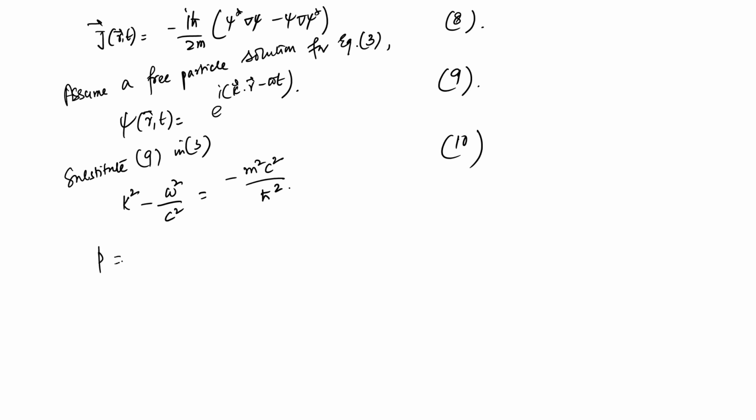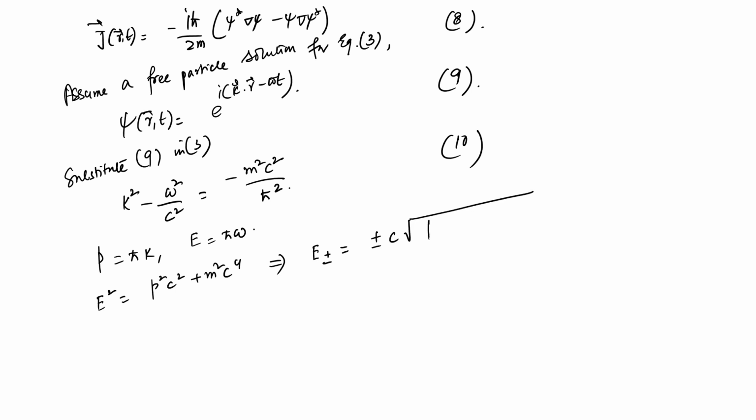So, if you identify p equal to h cross k and E equal to h cross omega, then E squared becomes equal to p squared c squared plus m squared c to the fourth, which gives 2 values of E, plus and minus. E is equal to plus or minus c times the square root of p squared plus m squared c squared. So, that is the energy, and of course, in addition to the positive energies, there are negative energies that are allowed as well.